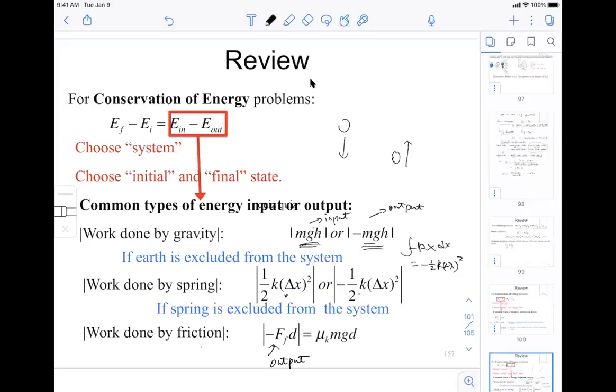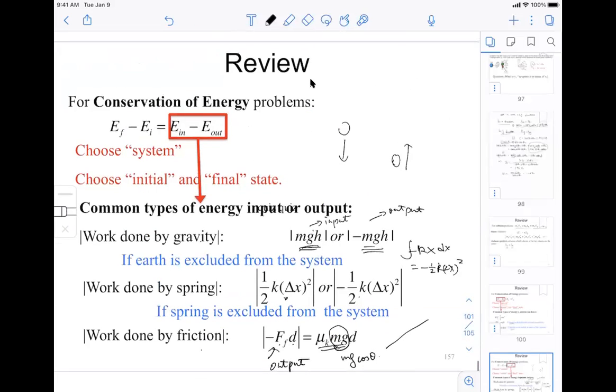Work done by friction is always an output, and that's friction times displacement, right? Friction will be mu times the normal force. Of course, it's not always mg. If you're on the incline, the normal force is mg cosine theta. So be a little bit careful when you need to modify these for your corresponding problems. Okay, so I just want to mention that before, as an overall review for these two chapters.